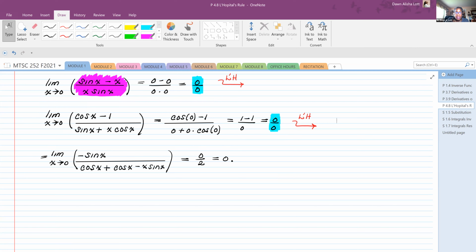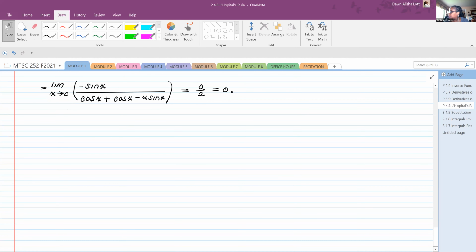So the last case is when you have indeterminate powers. And those are the last 3 indeterminate forms that I talked about at the beginning of the lecture.